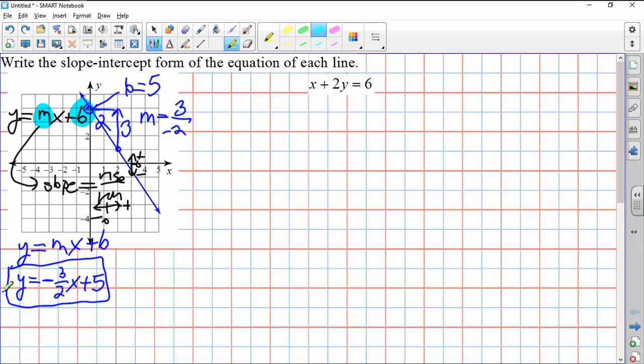Fairly simple. That is the answer for number 1. Now, let me give you example number 2. They gave me an equation, but they want this in slope-intercept form. So what they're asking you is, tell me what is the slope-intercept form of this equation.